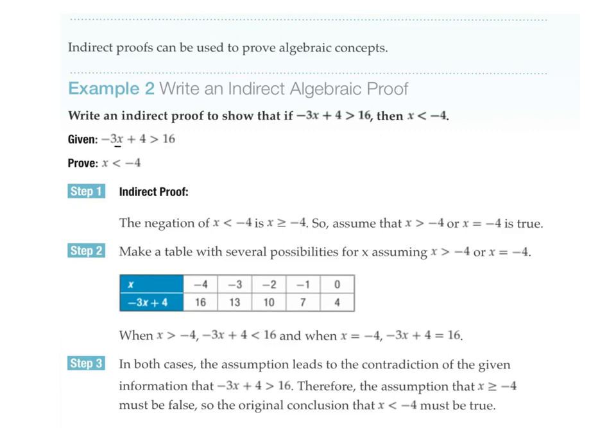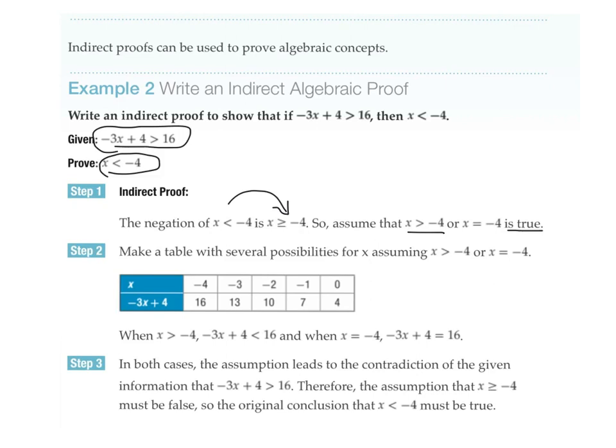Well, you're given this section here that negative 3x plus 4 is greater than 16. You've got to prove that x is less than negative 4. First thing to do is the negation, the opposite. This time you're saying that x is greater than or equal to negative 4, and you can assume that. So x is greater than negative 4 or x equals negative 4.